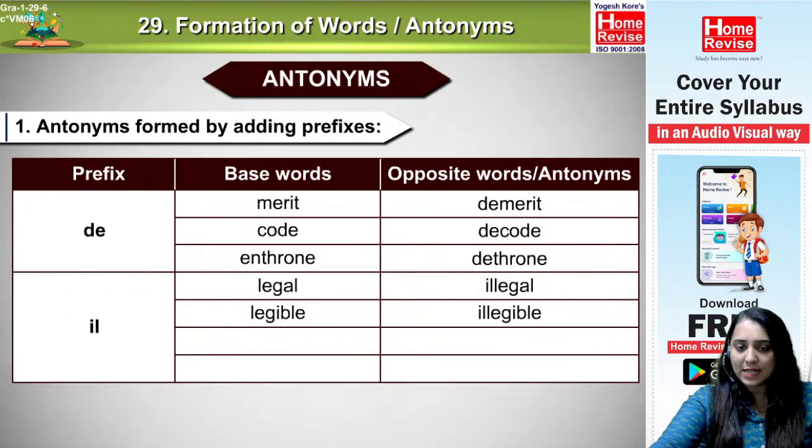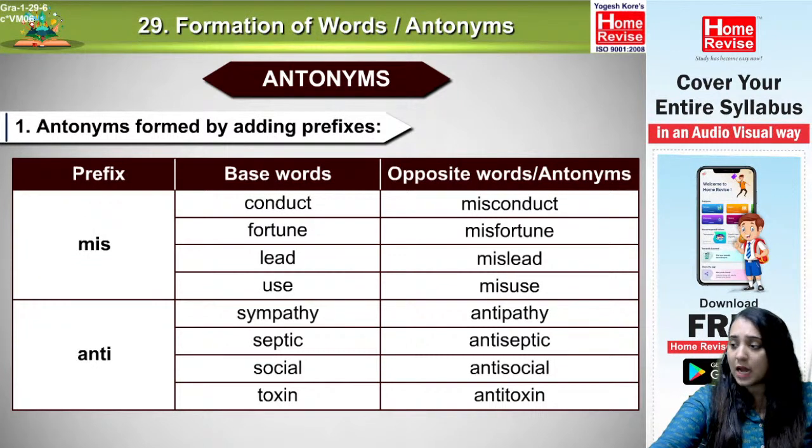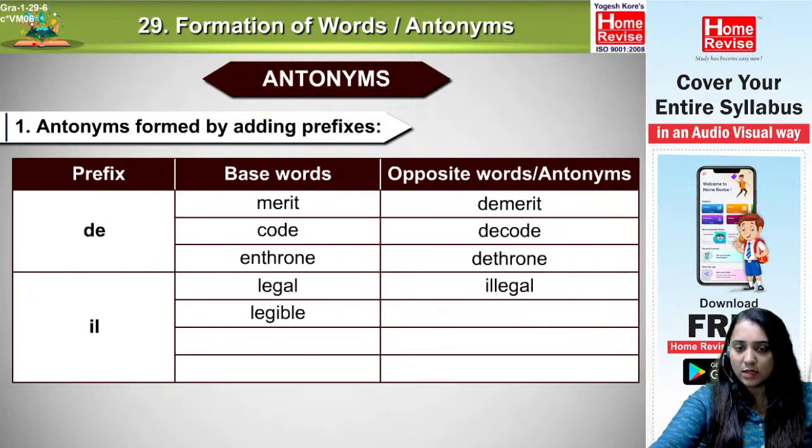Fine. Moving on to the next one. When we add mis to a word, it becomes its opposite: conduct, misconduct; fortune, misfortune; lead, mislead; use, misuse. By adding anti to a word, you can also get antonyms, such as sympathy, antipathy; septic, antiseptic; social, antisocial; toxin, antitoxin.